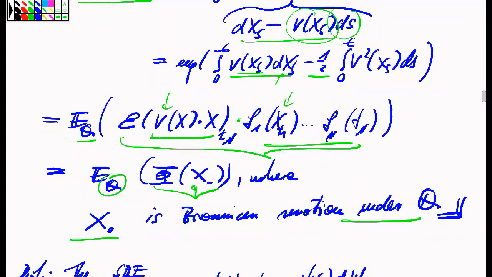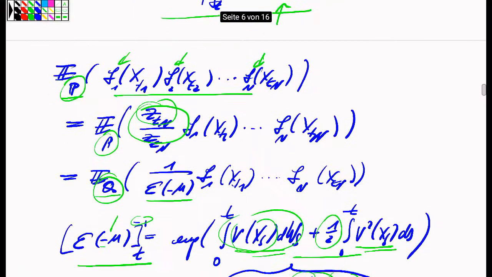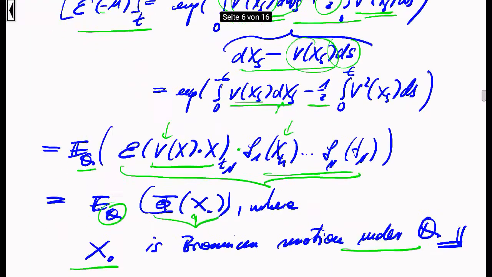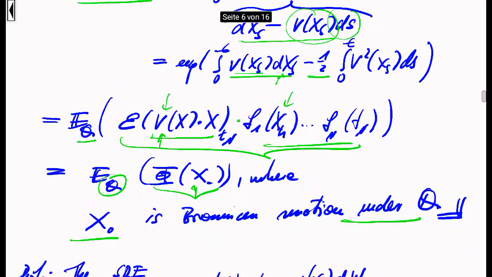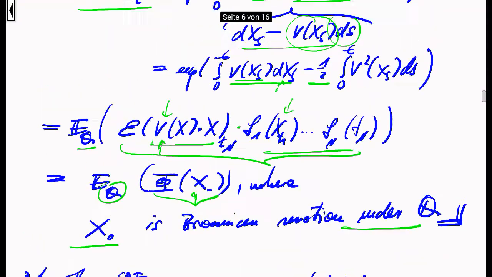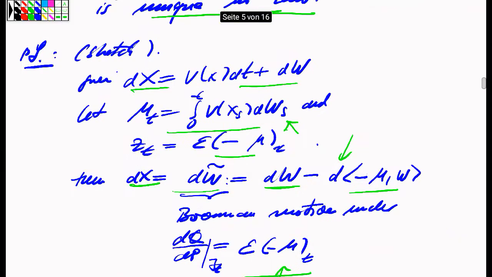So therefore, this expectation that I started with is uniquely determined through the requirement that the driving signal was a Brownian motion, and through the information about the v vector field. So in particular, I have convinced myself that this stochastic differential equation is unique in law.